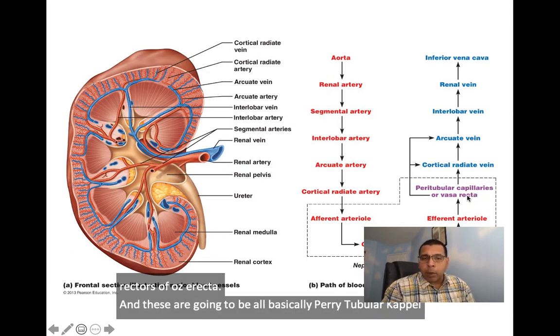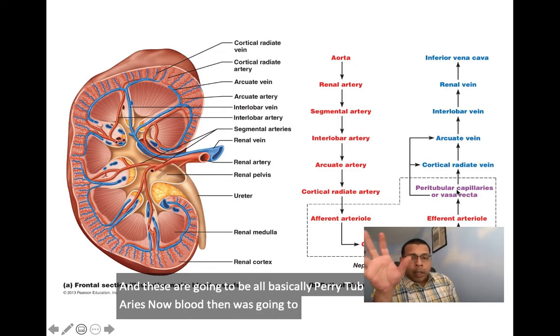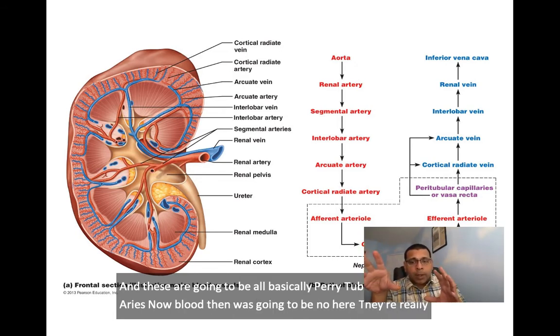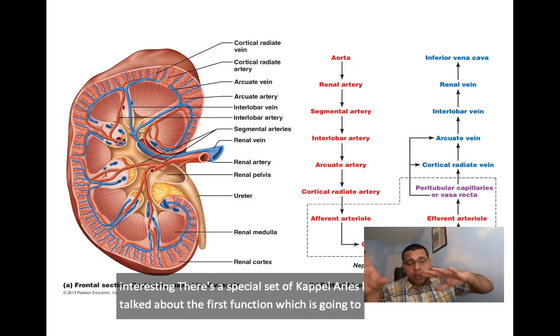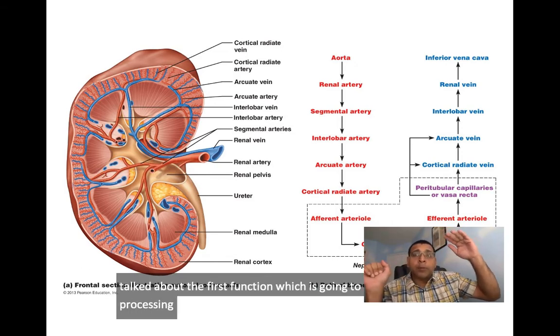Now blood then is going to be, now here they're really interesting. There's a special set of capillaries here. Now I talked to you about the first function, which is going to be in urine processing, urine formation, filtrate processing.